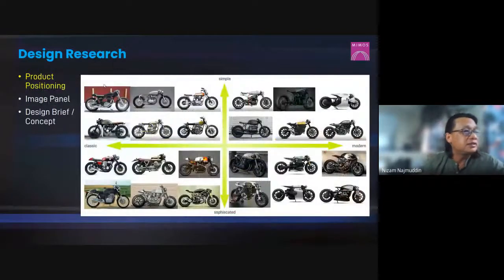Okay, this is another simple example for a motorbike design. We have classic on the left, and on the right is modern, and on the top is simple, and the bottom is sophisticated. So we try to arrange the designs in such a way of which one is simple, which one looks more modern, which one looks simple and classical, and which one is sophisticated and classical. So after that, we will target where we want to put our design. Okay.